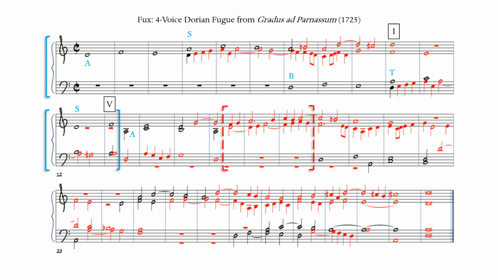Those entries do in fact take place in stretto in measures 19 and 20. The final entry group reveals the tight stretto, first in the alto and soprano, and then in the bass and tenor. With all that in mind, let's now listen to the four-voice fugue.